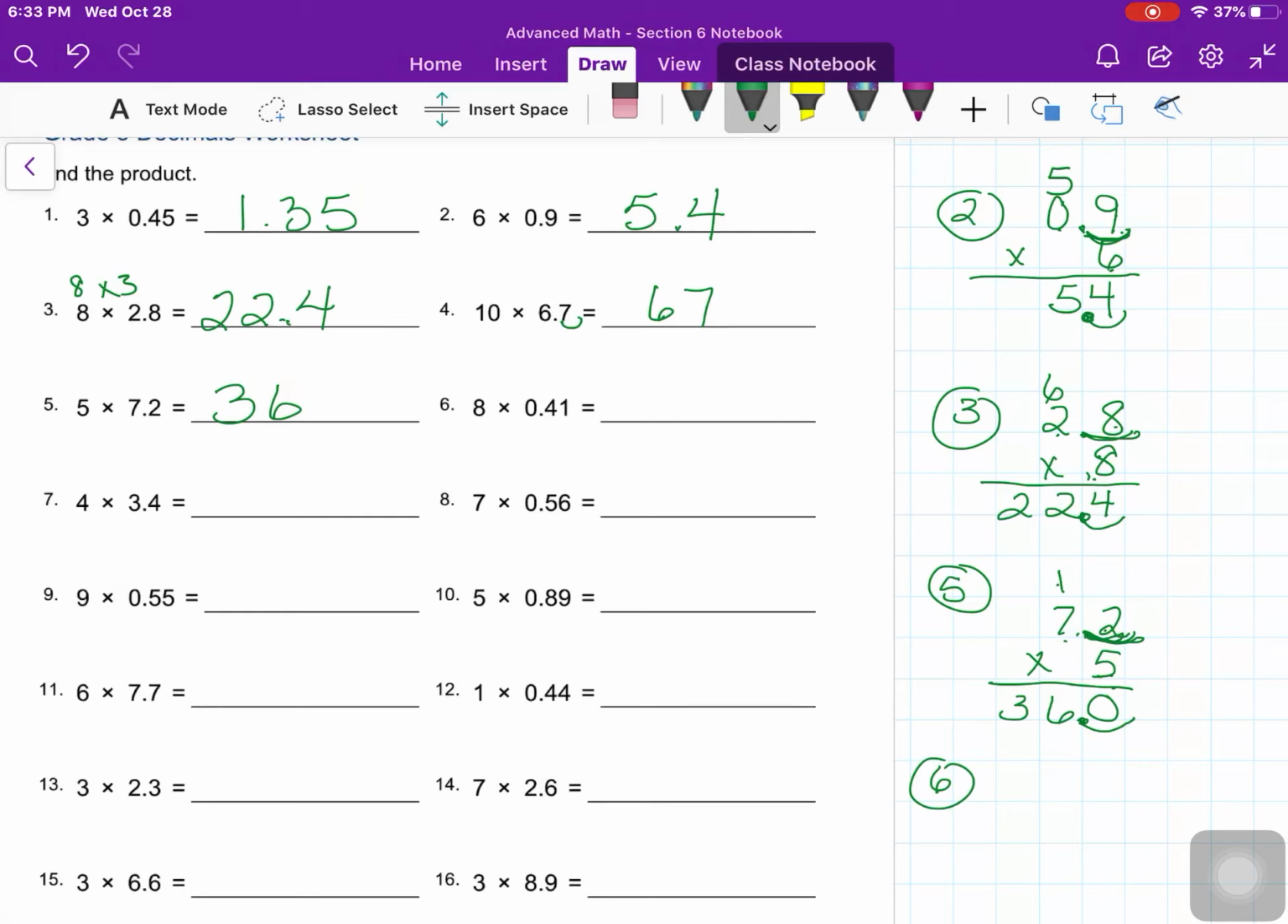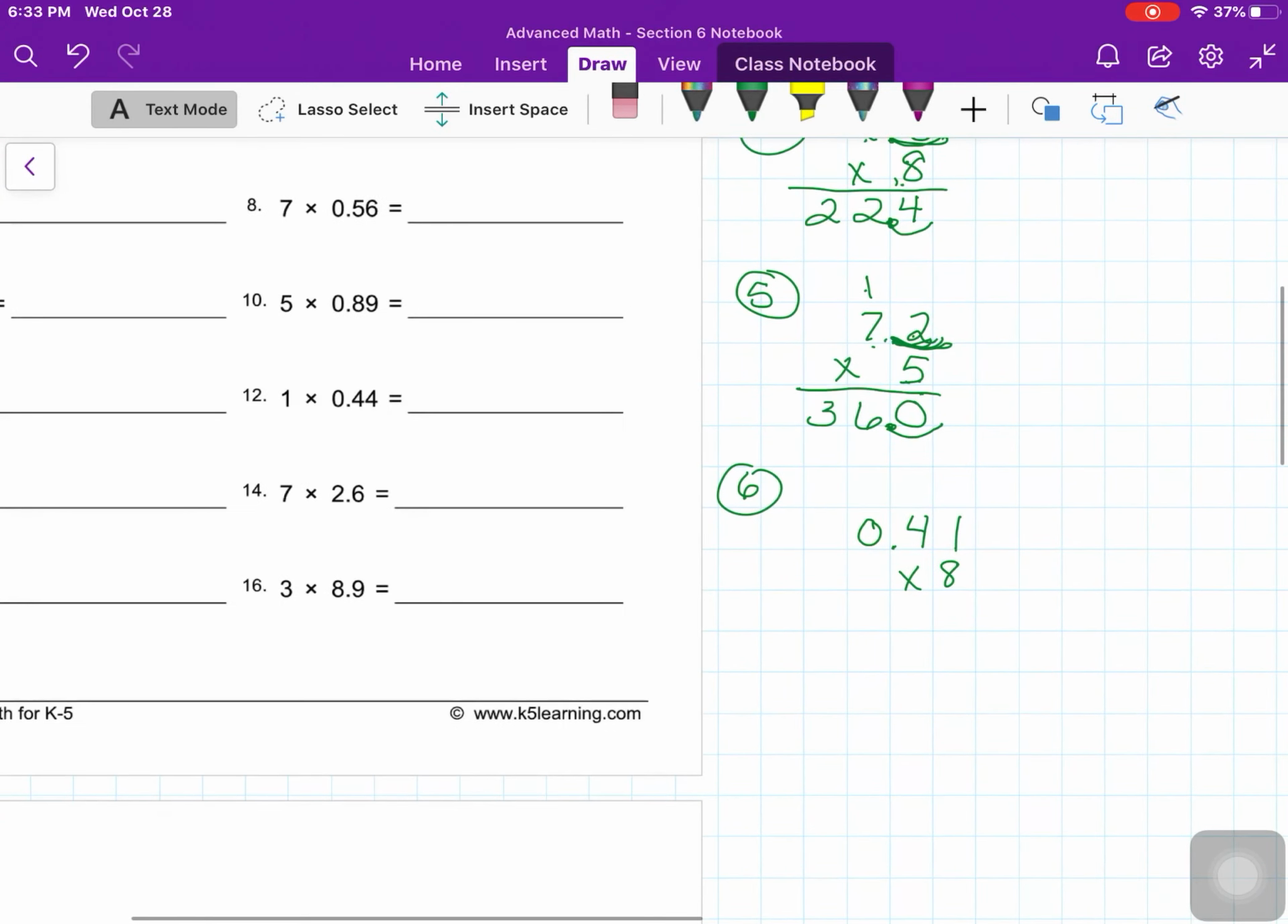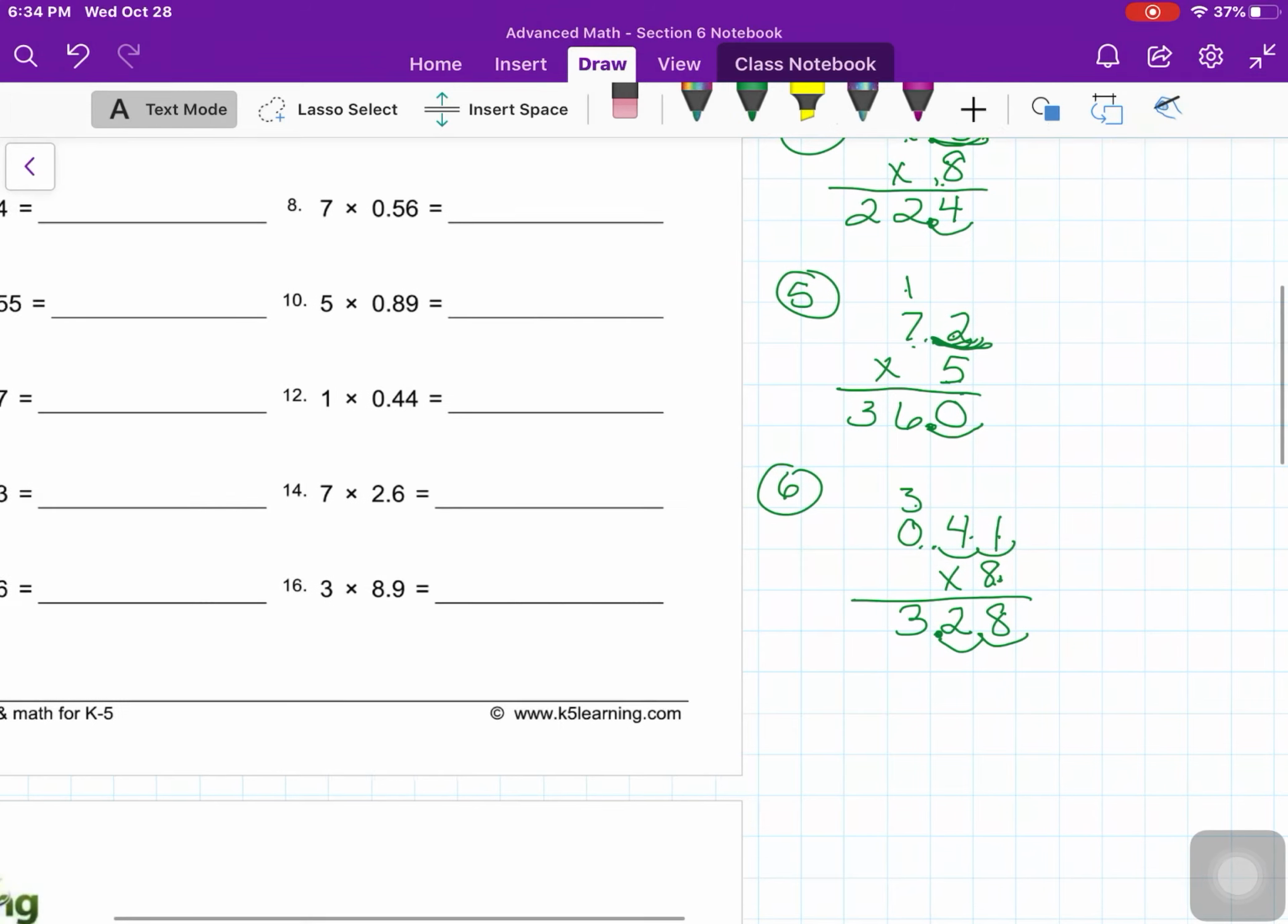Let's try one more together. Number 6 here. We've got 0.41 times 8. And we'll zoom that one in here just a little bit. Start on the right hand side and we say 8 times 1 is 8. 8 times 4 is 32, so the 2 goes there, the 3 goes to the next column. And 8 times 0 is 0, plus 3 more is 3. And I notice there's 2 spots after the decimal. There's no decimals in this one, so that means I'm going to put my decimal in 2 places.